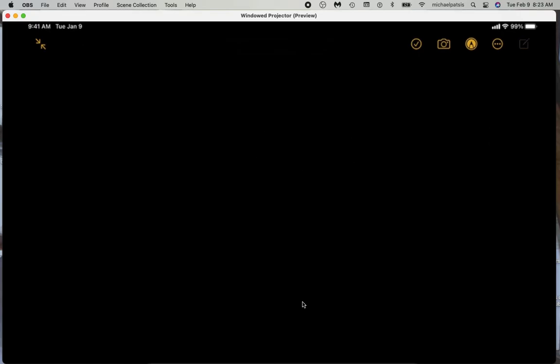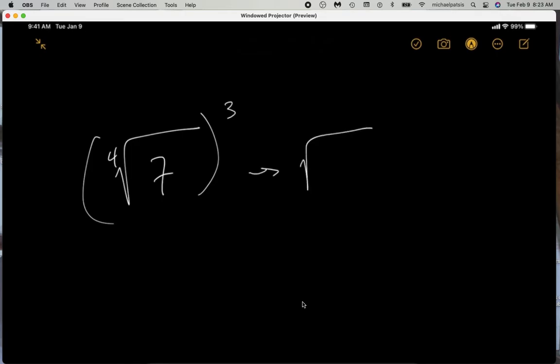Okay, let's go backwards now. If you're given something like this, that's the same thing as this, or 7. This is your root that goes underneath the fraction line. They are all interchangeable.